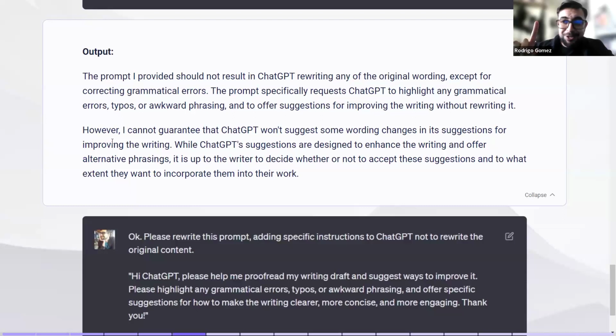Now, here's an interesting note that it gave me back. I cannot guarantee that ChatGPT won't suggest some wording changes in its suggestions for improving the writing. Okay. While ChatGPT suggestions are designed to enhance the writing and offer alternative phrasing, it's up to the writer to decide whether or not to accept these suggestions. And I could not agree more. That is absolutely what I tell my students all the time.